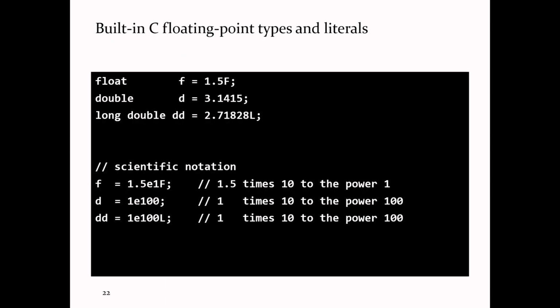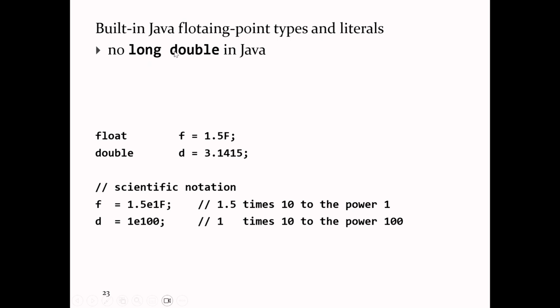Floating point types are exactly the same in C and Java. They even behave exactly the same. So float and double are your two choices for floating point types. In C, you have long double. Java doesn't have long double. If you learned scientific notation, Java also has scientific notation, exactly the same as in C. So the only difference here is no long double in Java. Otherwise, it's all the same.